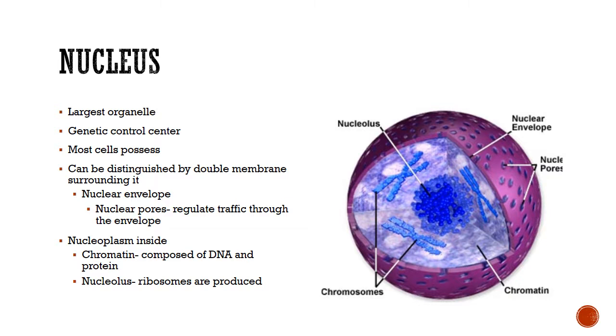Nucleus. It is the largest organelle. It is the genetic control center. It can be distinguished by a double membrane surrounding it called the nuclear envelope. Inside of the nucleus, you'll find nucleoplasm, which has chromatin, which is composed of DNA and protein, and a nucleolus, which is where ribosomes are produced.